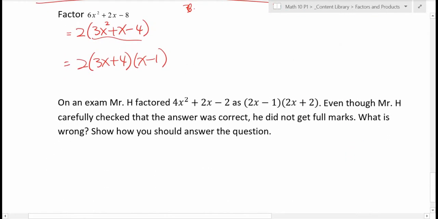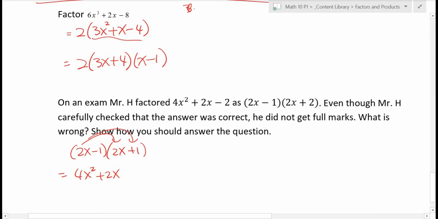It says, on an exam, Mr. H factored 4x squared plus 2x minus 2 as 2x minus 1 times 2x plus 2. Even though Mr. H carefully checked that the answer was correct, he did not get full marks. Okay, so what I mean by that is he actually expanded. So he did this. That's 4x squared.